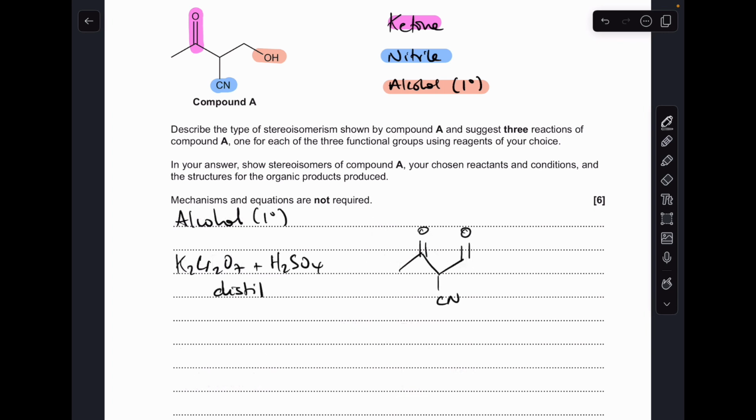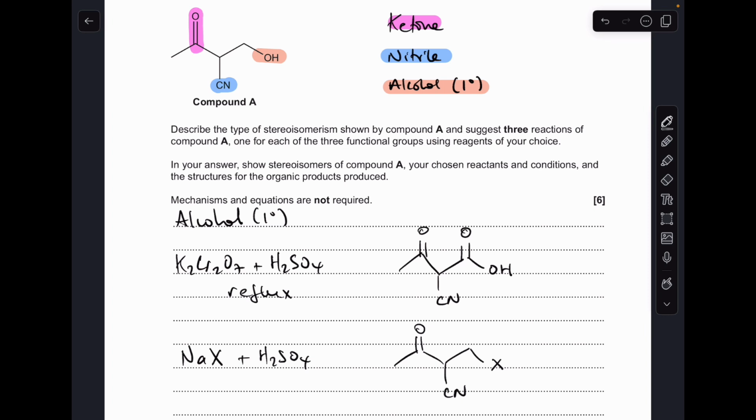Moving on to the reactions of the primary alcohol group, so we've got acidified potassium dichromate under distillation, and that primary alcohol is converted to an aldehyde. Alternatively, you could use acidified potassium dichromate but heat under reflux, and that would go to a carboxylic acid.